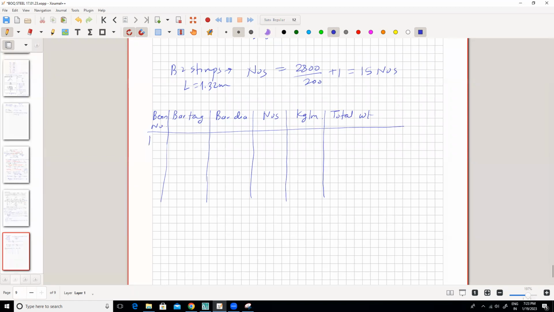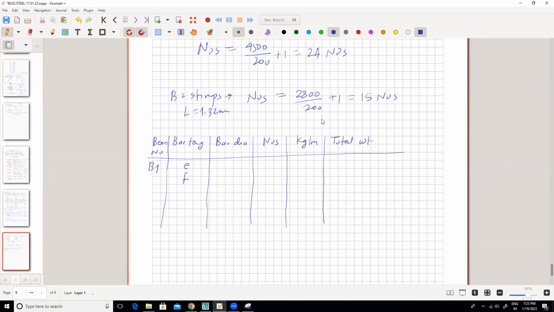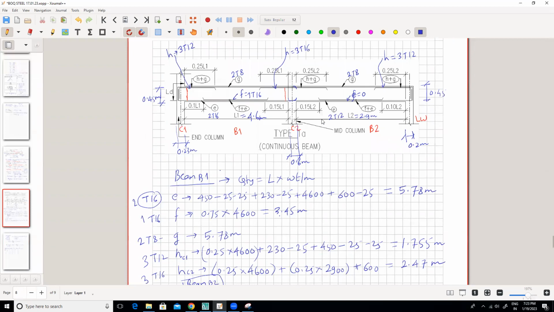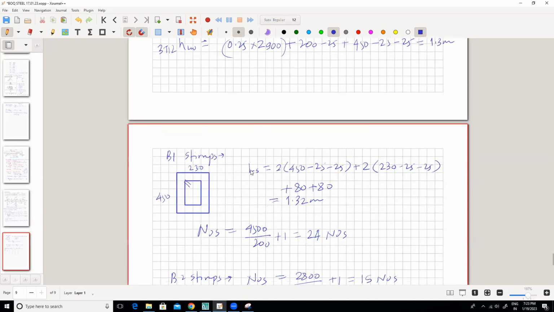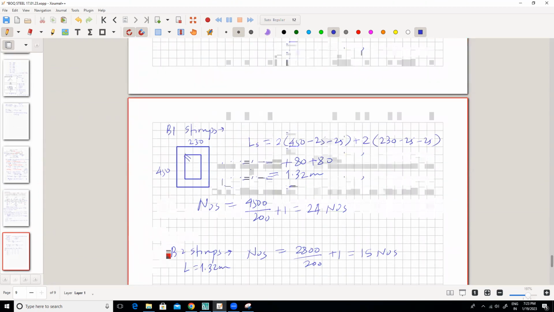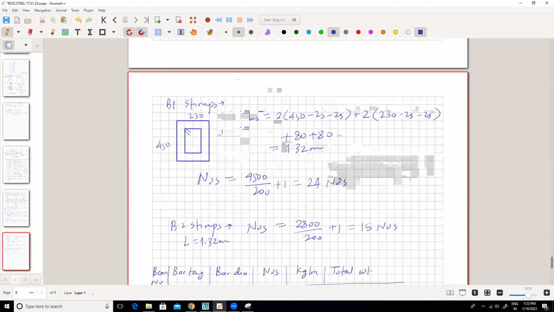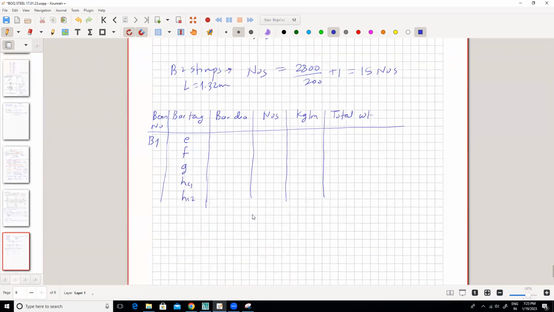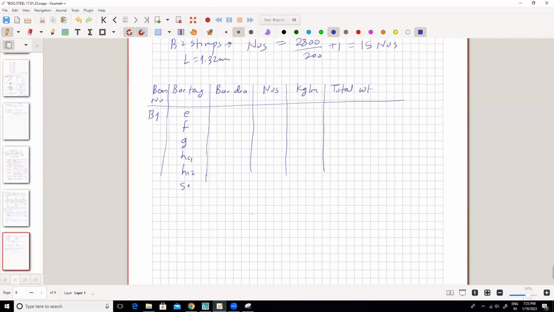So for example, let's say for B1, what kind of bar tags are there? There is E bar, F bar, G, GH और क्या है? F, GH. अभी G है, then H में दो है, HC1 है, HC2 है, right? Yes sir. And stirrups भी है, stirrups को भी tag कुछ तो दे सकते हैं आप. We can say S1 दे देते, S1, ठीक है, S1 करेंगे. S1 for B1, can give any name, S1 let's say.